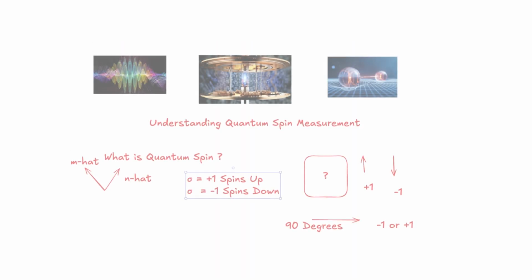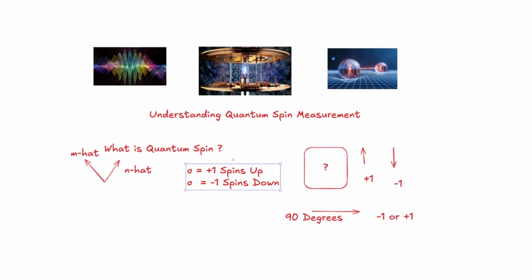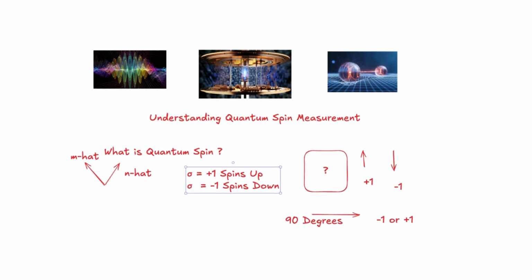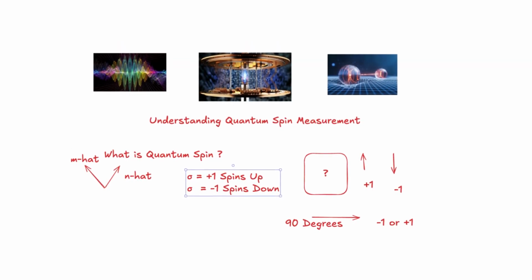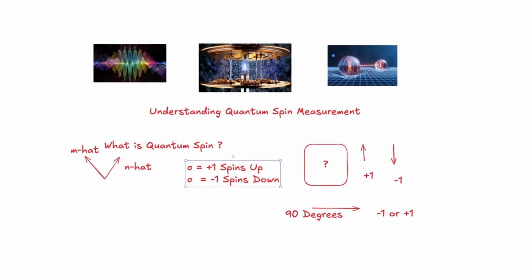Dirac notation. In quantum mechanics, we use a special notation called Dirac-Bracket notation. The bracket of sigma, angle brackets around q, represents the statistical average of quantity q. This is fundamental to how we describe quantum systems mathematically.